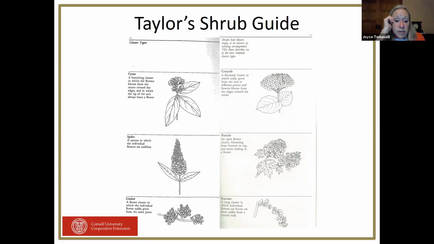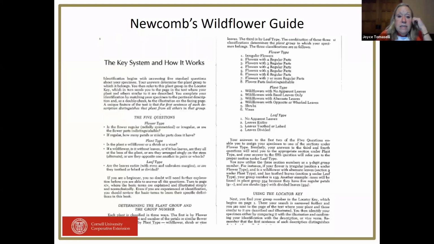Again, it has the definitions of the different types of flowers that can be on a shrub, and then it is organized within those flower types for you to page through and see what you might have in terms of a shrub if it's flowering. This is the example with Newcomb's Wildflower Guide, and it's really, really good if the plant is in flower.